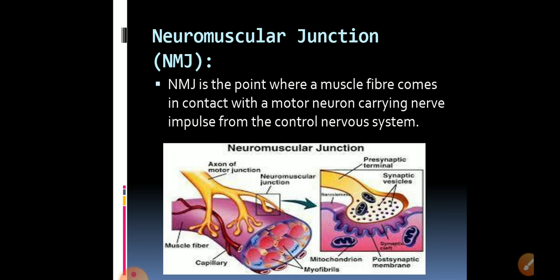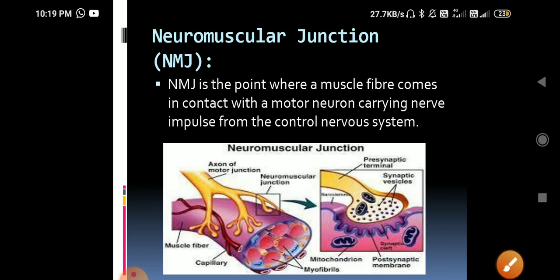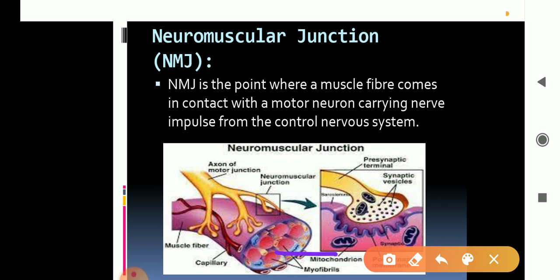Okay. Now next is the neuromuscular junction, also called NMJ. The neuromuscular junction is a point where the muscle fiber, you can see this is the muscle fiber, comes in contact with the motor neuron carrying the nerve impulses from the central nervous system. The impulses travel from the neuron to the muscle fiber by means of a neurotransmitter.